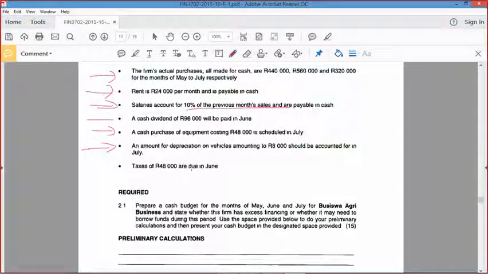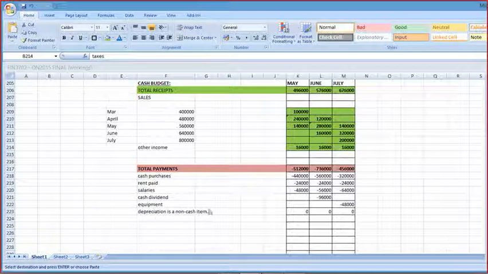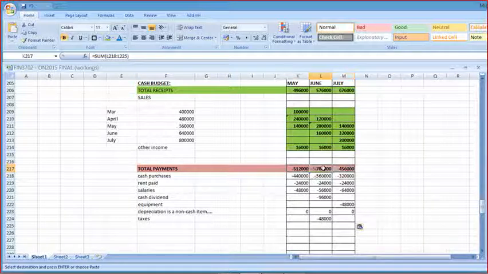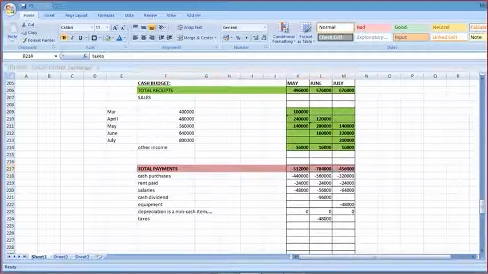Yeah. Okay, and then the last part of the question, taxes are paid in June. So, tax in which month? June. June. And that's it. Okay, if I sum up everything, I get those answers there. Those are my total payments.